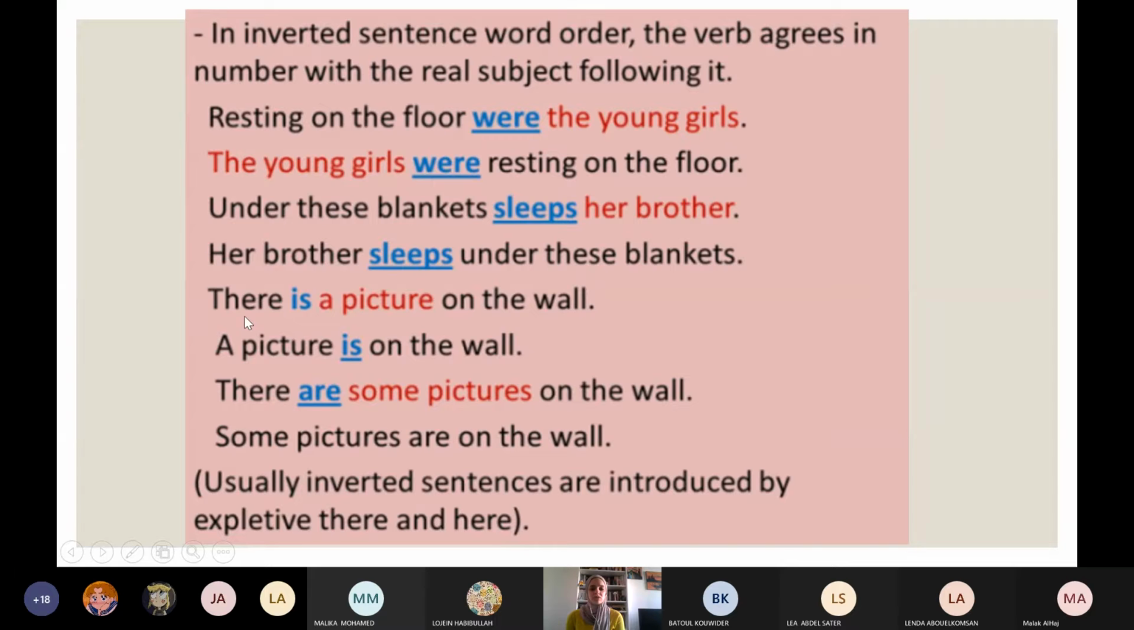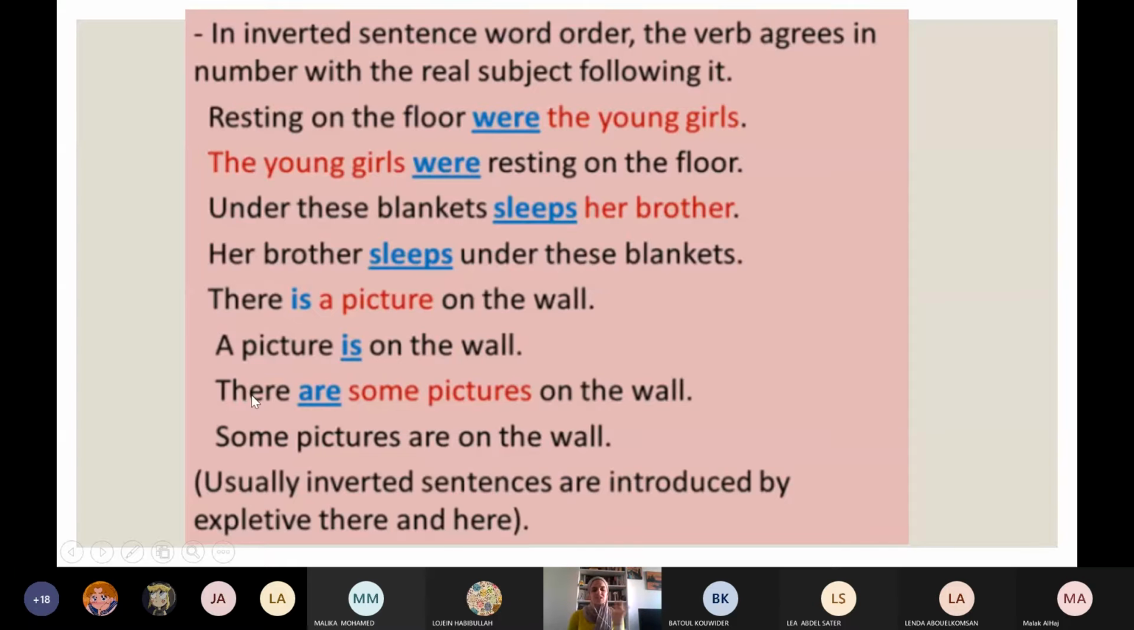There is never a subject. Here and there are never subjects. So where is the subject after the predicate? It should be: a picture on the wall is there. A picture is on the wall. So the subject is picture, and the verb is. Here is the same, there are. So "here" is not a verb, and "there" is not a subject.